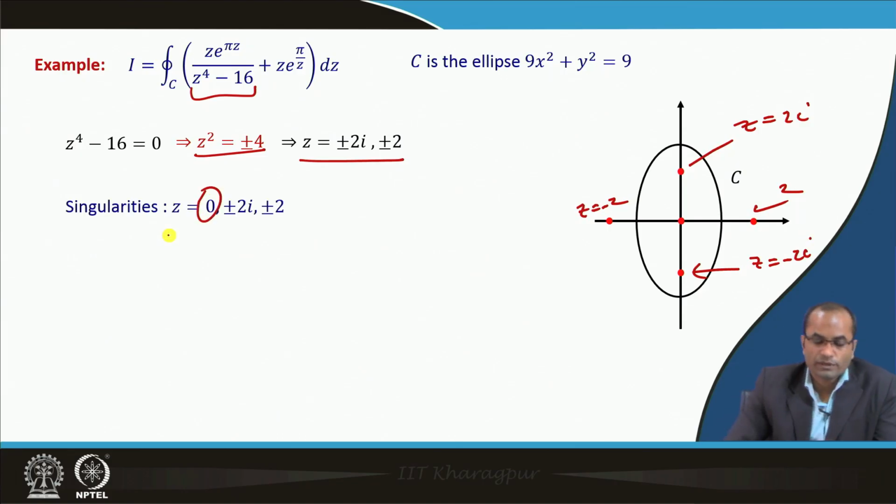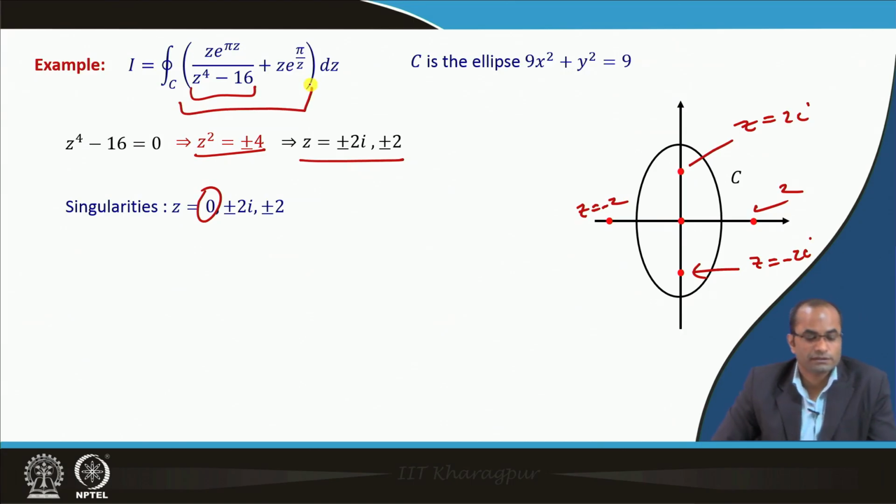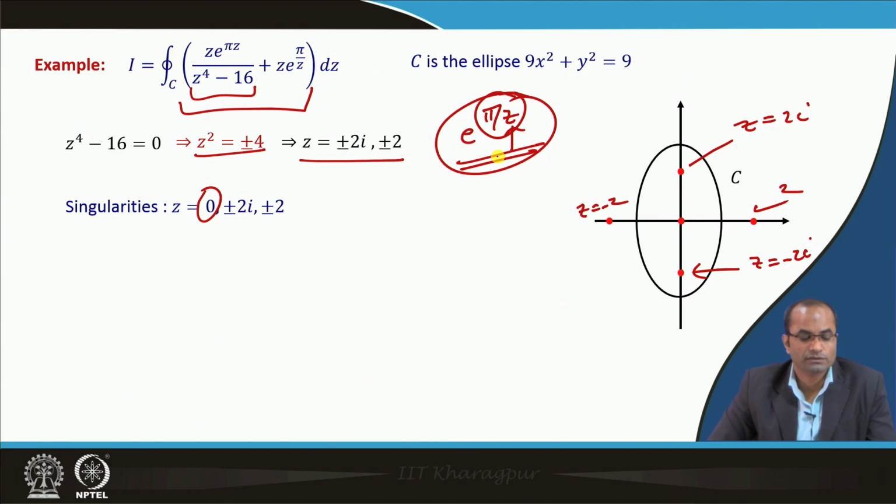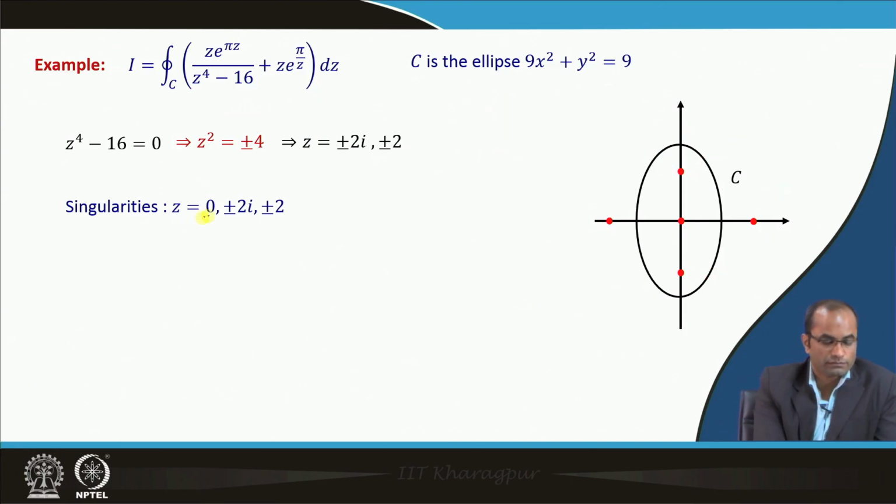And there is another point here, z equal to 0, that is also a singular point of this integrand, because we have e^(π/z), and as z goes to 0, everything goes to infinity. So, the function is not defined, and that is also a singular point. So, we have several singular points here: 0, plus minus 2i and plus minus 2.